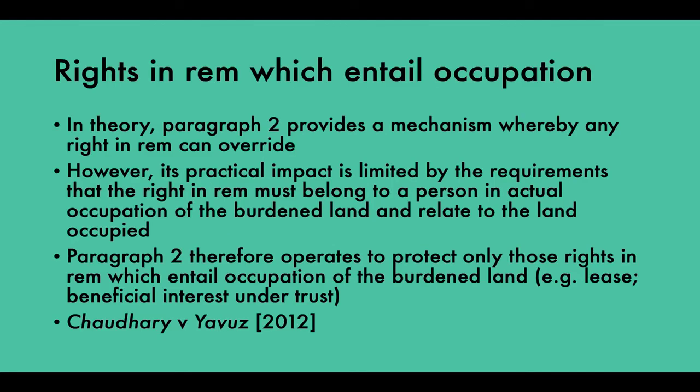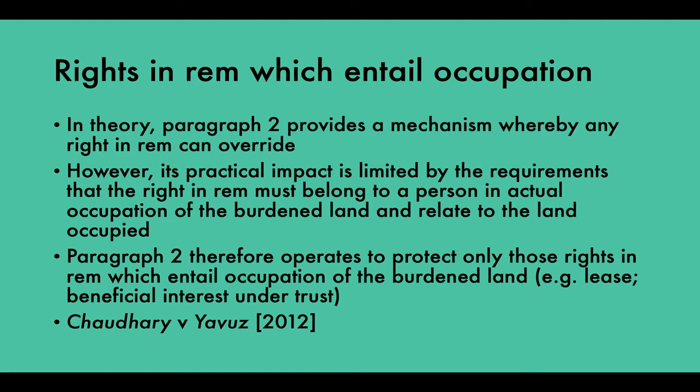In theory, paragraph 2 provides a mechanism whereby any rights in rem can override. So in theory, paragraph 2 provides a mechanism for protecting any of them. So it allows any right in rem to override, to take priority for the purposes of section 29, provided that right in rem is coupled with actual occupation. But of course, this is very much a theoretical position.